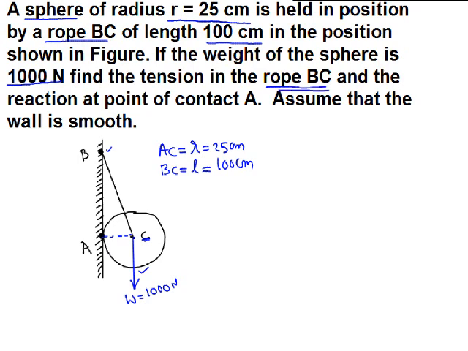For convenience, let us represent the tension in the rope by S, and the reaction at point of contact A. We are assuming that the wall is smooth. Because the wall is smooth, the reaction exerted by it is perpendicular to the surface of the wall, and we can show the reaction here. Let us represent the reaction by RA, this angle being 90 degrees.